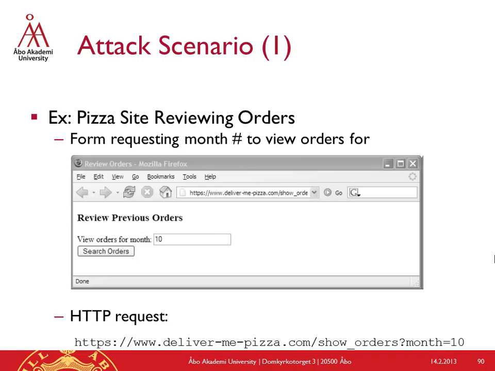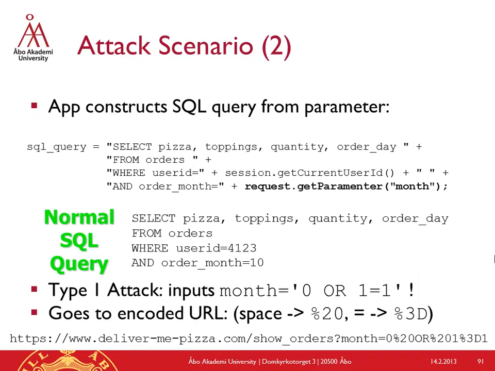Well, let's think about the test scenario. So what do we have? We still have our website which allows us to order pizza, and we have an additional form which allows us to see our previous orders, and we have to specify a particular month for which we want to see our orders. And the result of this form will be an HTTP request. In this case it will be a GET request, and you can see that this request contains the parameter month equal to 10. So what can an attacker do?